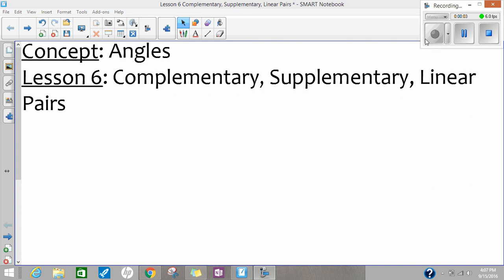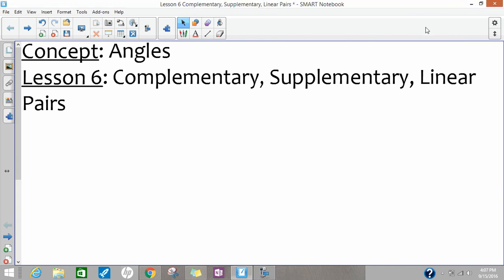Hey, we're going to finish up our angles concept, the discussion on angles in this lesson. We're going to talk about complementary and supplementary angles, and then a special type of supplementary angle that are called linear pairs.